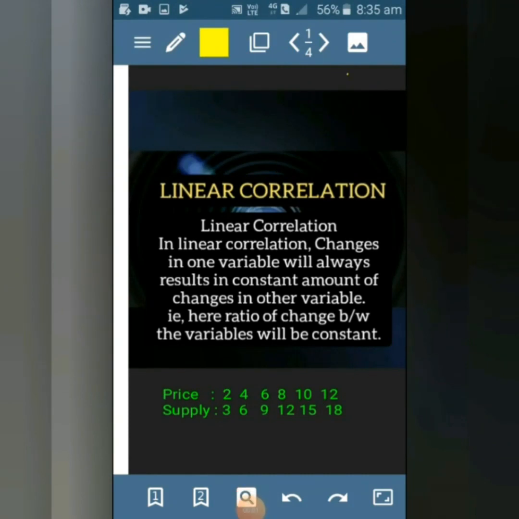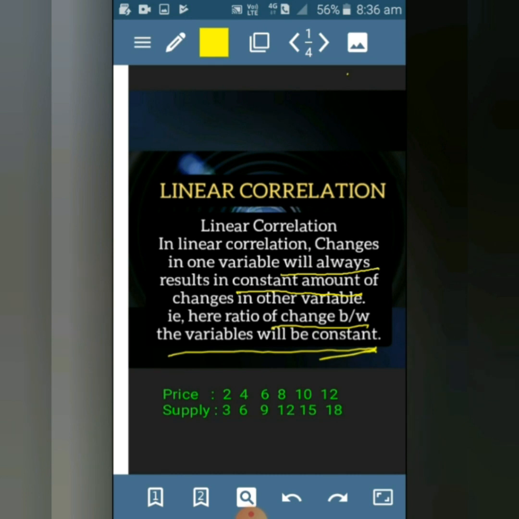First one, linear correlation. In linear correlation, changes in one variable will always result in a constant amount of changes in the other variable. That is, here the ratio of change between the variables will be constant. So in linear correlation, when one variable changes, the other variable will always change by a constant amount. It means here the ratio of change between them is always constant.